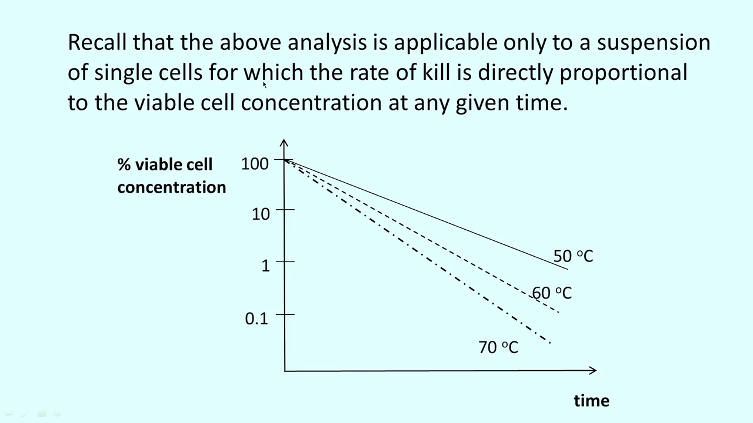Recall that the above analysis is applicable only to a suspension of single cells, for which the rate of kill is directly proportional to the viable cell concentration at any given time. Remember, this has been observed, and we represented it mathematically, saying that a first order decrease would be a good way to represent this. That is, the rate of decrease of cell concentration at the high temperature is directly proportional to the viable cell concentration at any time, and that is what resulted in the earlier mathematical expression that we had.